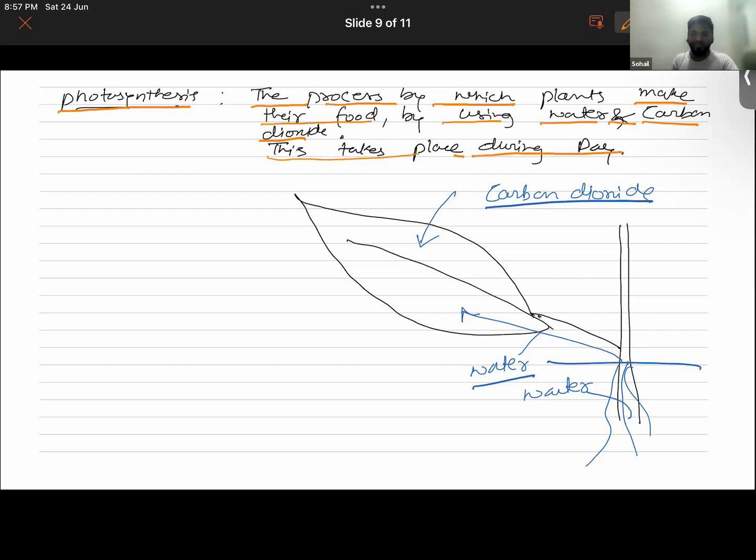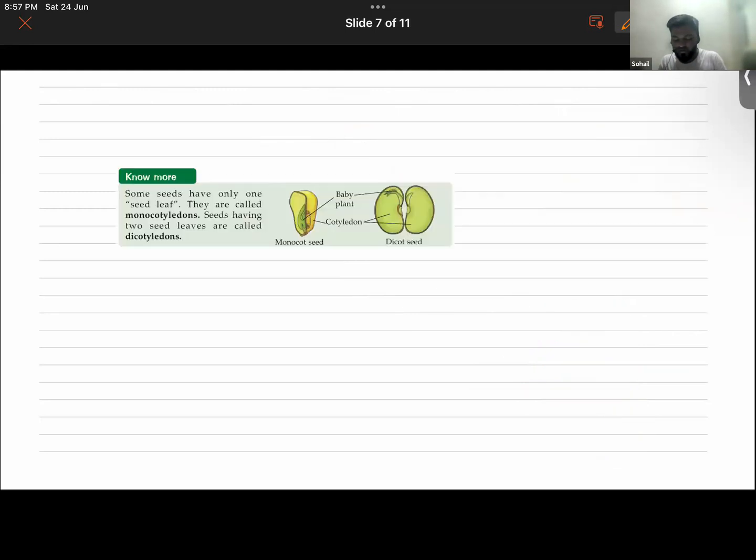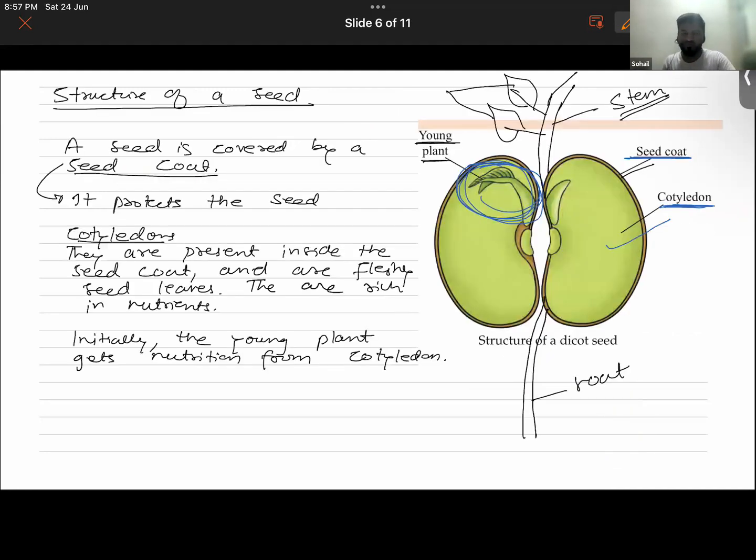So during daytime, what happens? The leaves of the plants use carbon dioxide from the atmosphere. They take water from the roots and they prepare their food. So this process, in short, is called photosynthesis. All right, is this clear or not? Okay, now let's move back to our discussion of what we were talking about initially.